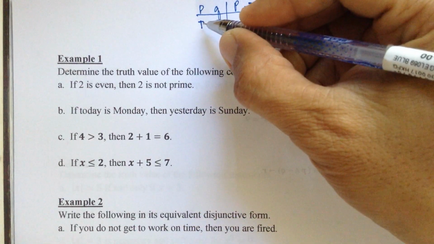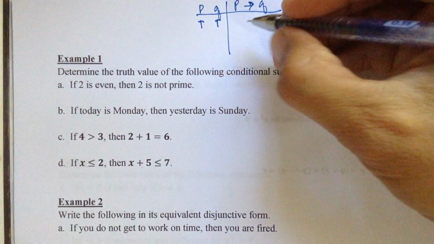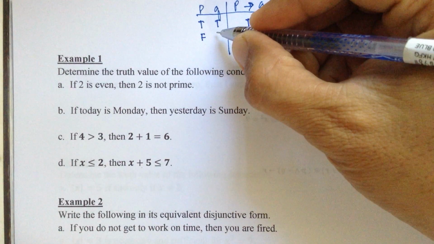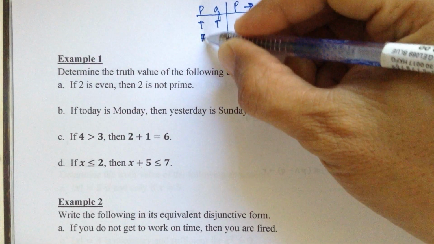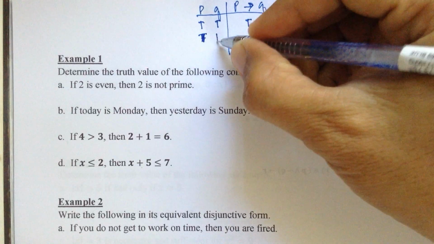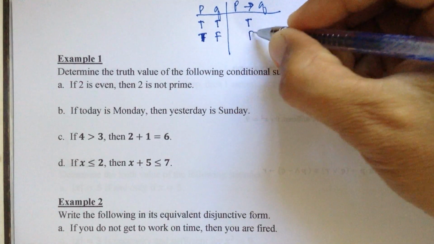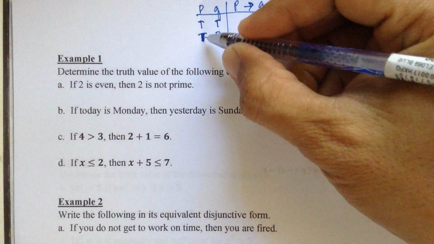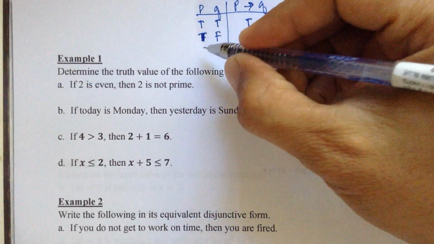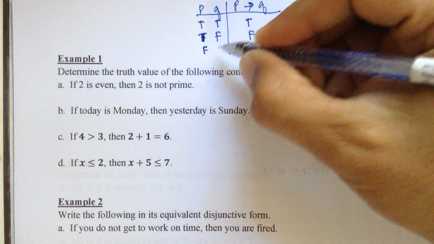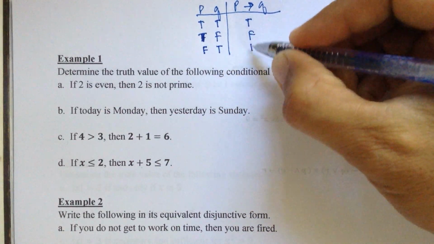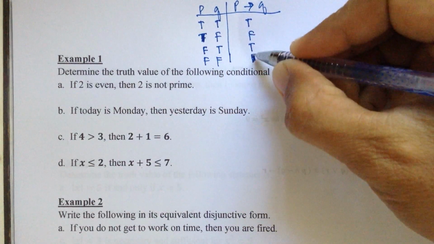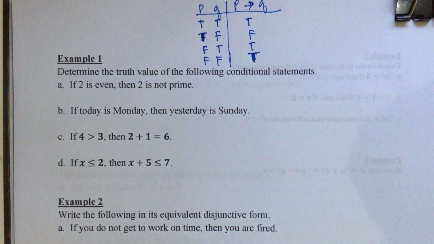First, if P and Q are both true, we say that P implies Q is true, and when P is true and Q is false, then we have false for P implies Q. And in fact, this is the only instance where your P implies Q is false. Your P is true and your Q is false. But if you have false, true for P and Q respectively, you have true. And if you have false, false, you have true for P implies Q.